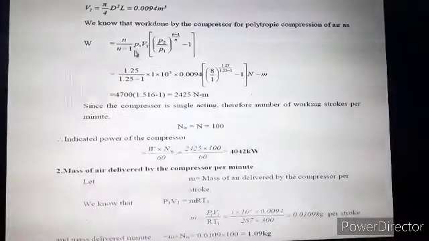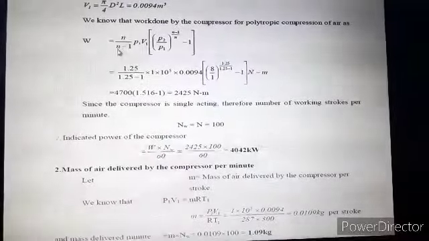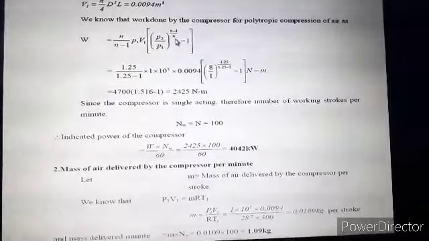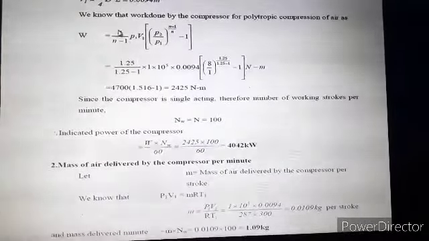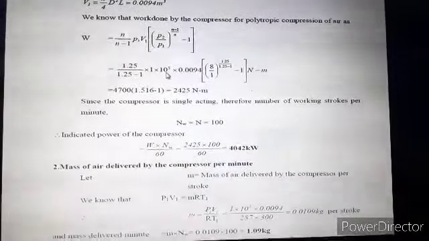Now we know the expression for indicated power or indicated work required for compressor considering the polytropic compression in terms of P1 V1. So that expression we have to refer here. So this work is equal to n upon n minus 1 P1 V1 into (P2 by P1 raised to n minus 1 by n, minus 1). Substitute the value of this small n, polytropic index, it is 1.25. Then pressure P1 is 1 into 10 raised to 5.